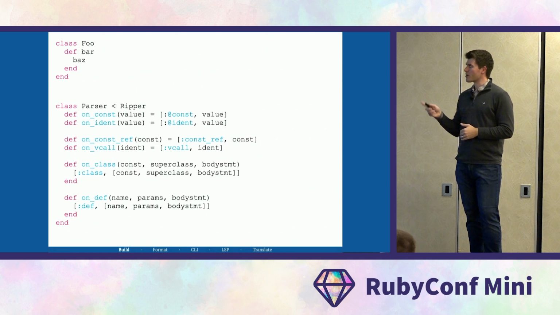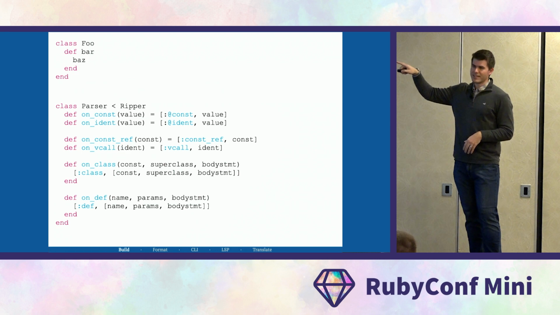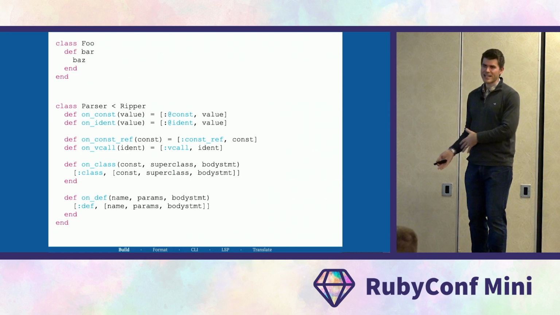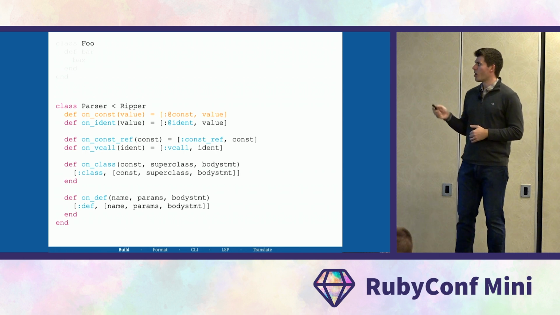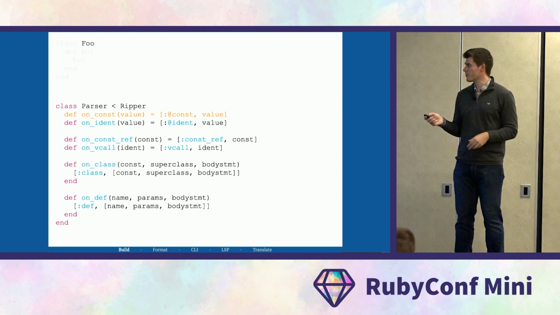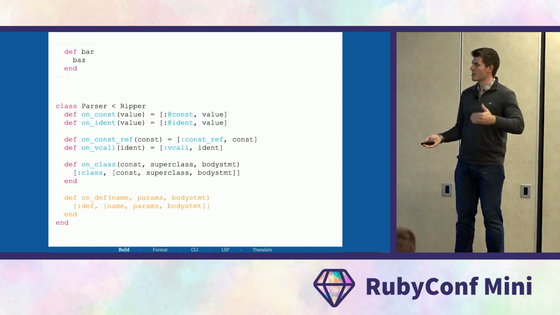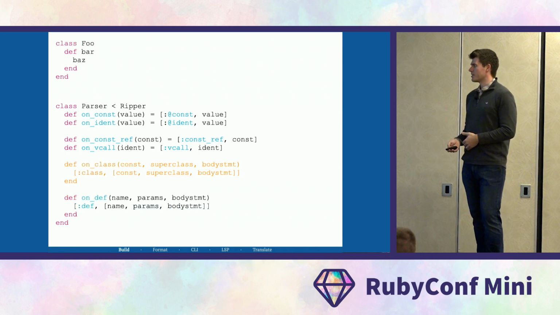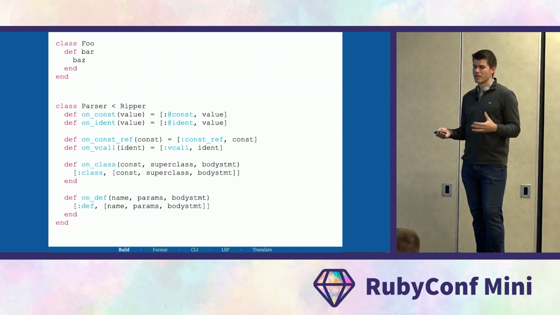So let's say we're parsing this top segment, class foo. We're going to have to define these event handlers on our subclass of Ripper that are going to pass this up the syntax tree. And you'll see onConst is going to get called first. That's a leaf node, a token, as we talked about. It's going to get passed up to onConstRef. OnIdent is going to get called next, then onVcall, and these values are going to get passed up and up and up. OnDef is going to get called next, finally onClass, and that is the end. OnProgram is going to get called at the end.